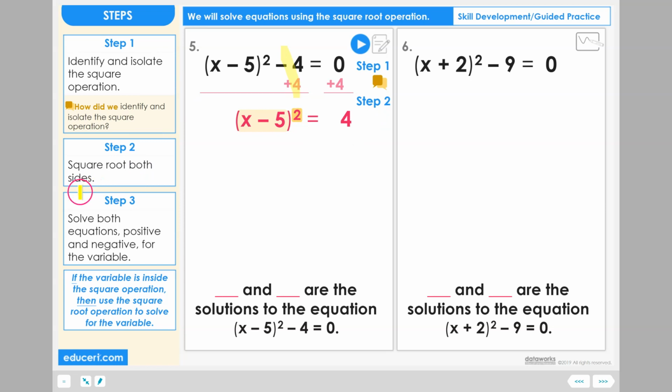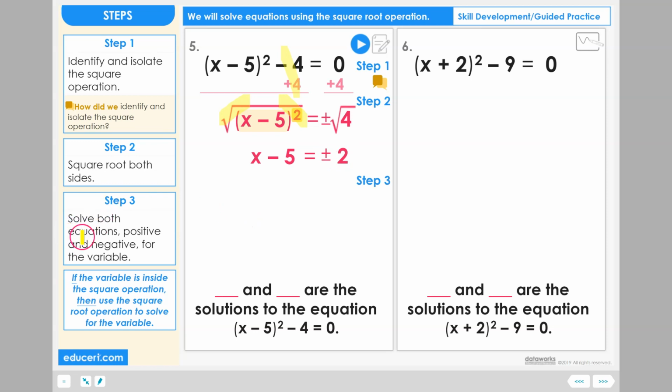Step 2. Square root both sides. We're going to draw the square root operation over the entire left side and over the entire right side, which is just the number 4, so we're going to include positive and negative forms of this value. Taking the square root of a square operation has a canceling effect, leaving us with the expression x minus 5, and that is equal to a positive and negative 2.